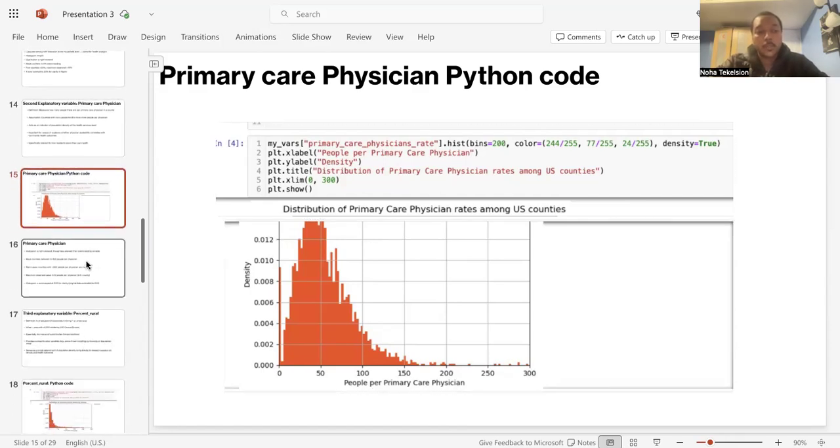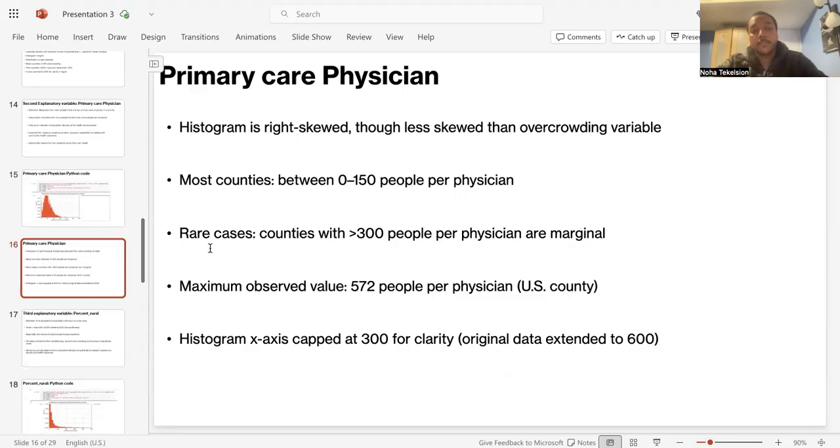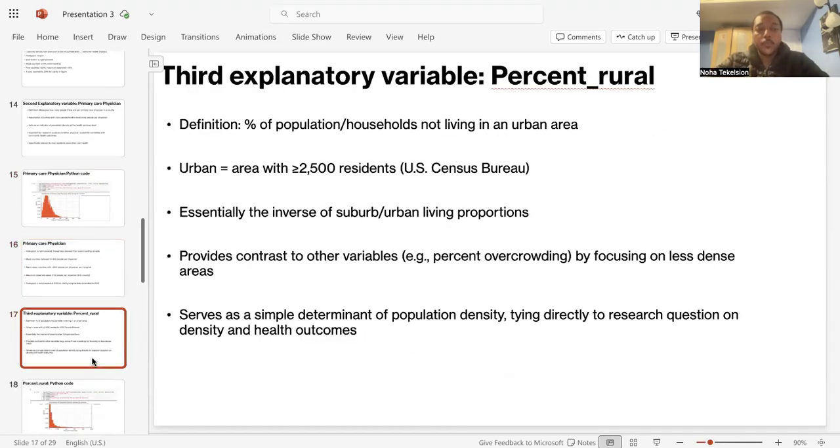So yeah, we have information here: the maximum, the histogram, x-axis. Let's move to the third explanatory variable, the final one, which is percent rural. This is one that I thought could be interesting, has the potential to be very interesting. It measures the percentage of the population and households that don't live in an urban area. So this would mean having less than 2,500 residents in any area that is census designated by the U.S. Census Bureau.